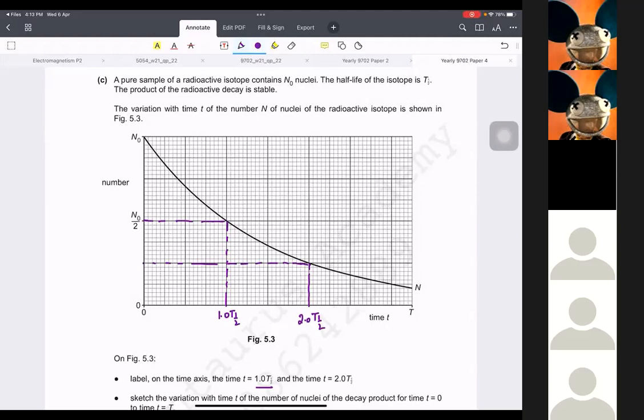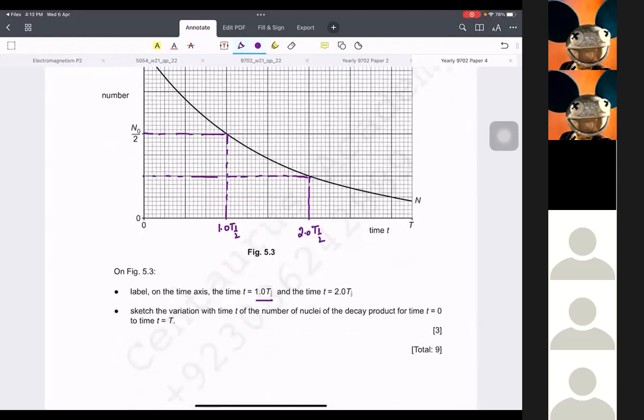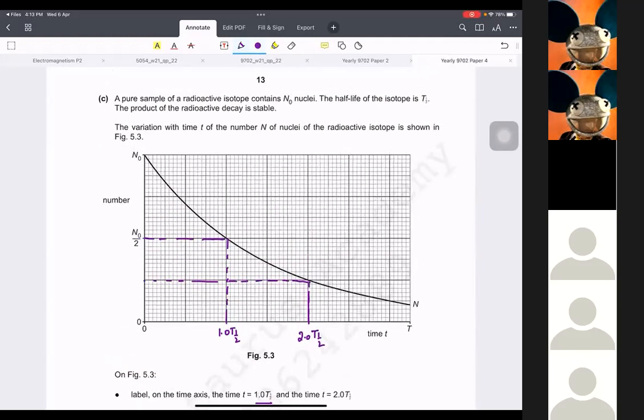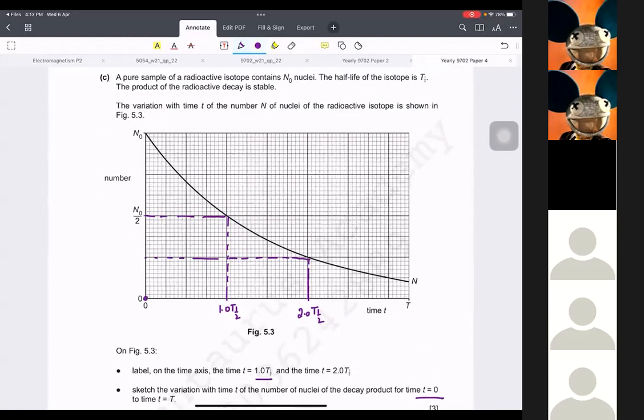Okay. Then it says sketch a variation with time of the number of nuclei and decay product, from time zero. Now the product would increase at the same level, right? The product should be zero for sure when they were all particles. And then what would happen? When it's N, so N number of particles are left right here. So it should keep on increasing.